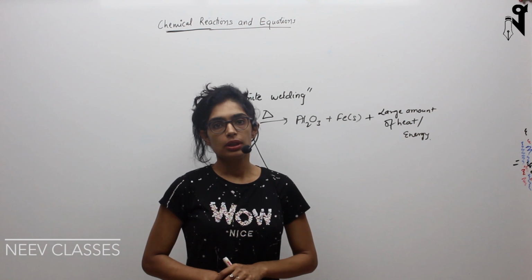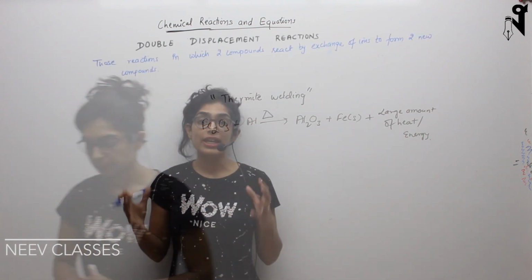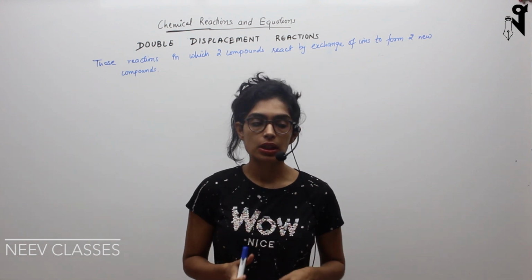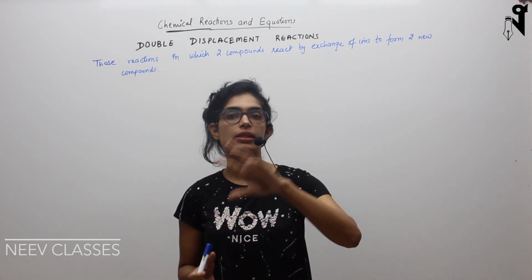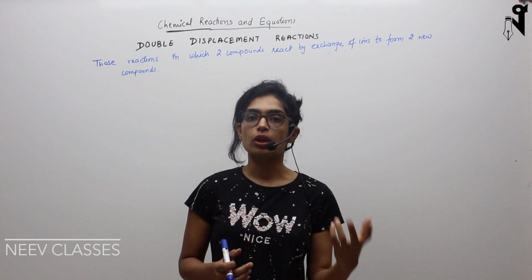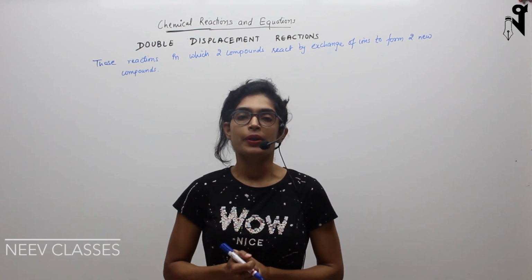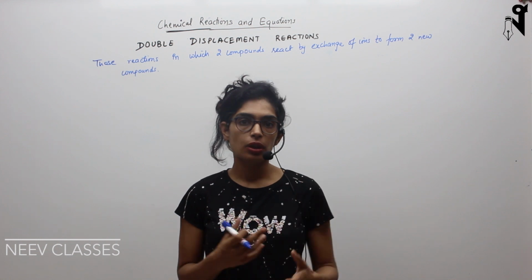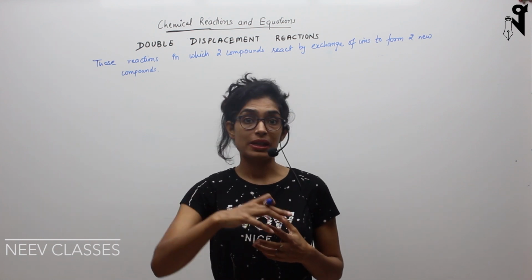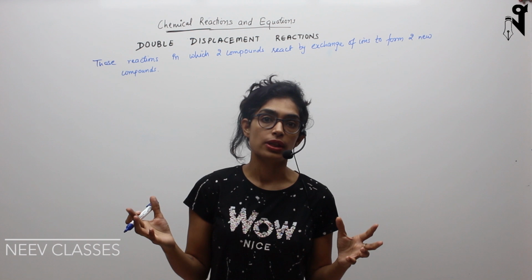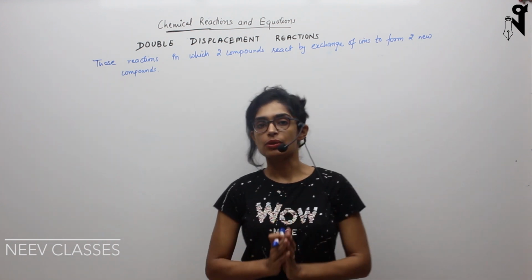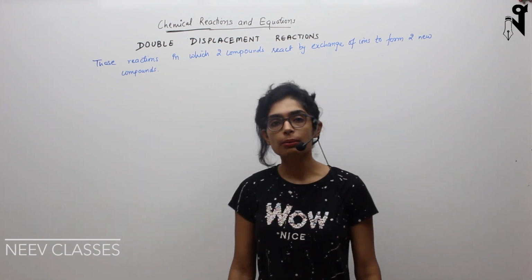Now we'll talk about double displacement reaction. So next is double displacement reaction. We have already seen the displacement reaction and what happens in it. A stronger metal displaces the weaker metal, or a stronger non-metal displaces the weaker non-metal. If in the reaction mixture a weaker metal is trying to displace the stronger metal, then the reaction doesn't take place. So this was the basis of the displacement reaction. Now we'll talk about the double displacement reaction.